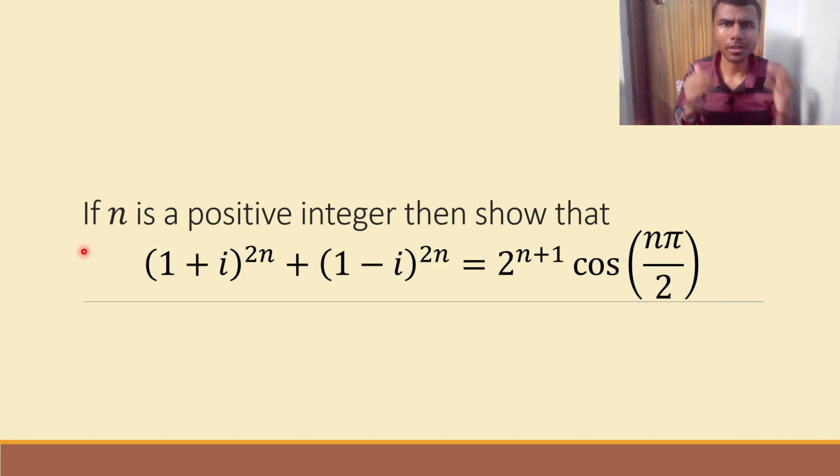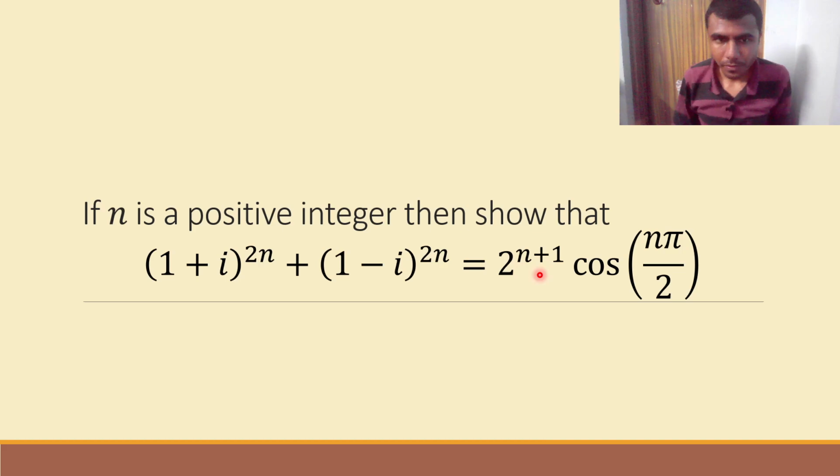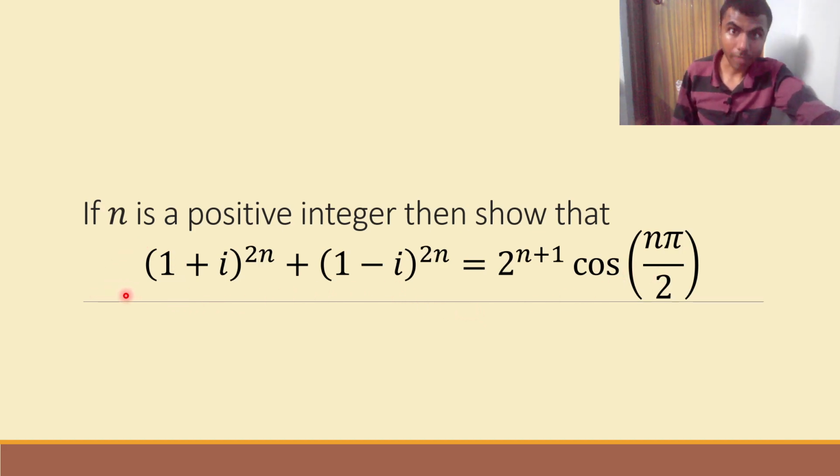Now let us see how to solve this given question. Here, we need to show that (1 + i)^(2n+1) + (1 - i)^(2n+1) is this. Okay, fine. This is a question of de Moivre's theorem, an important 7 marks question.